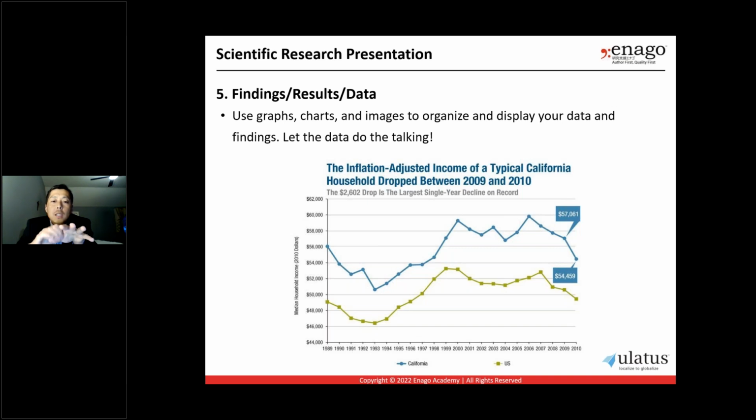But not only that, there's a subtitle that puts that result in context, right? So what does that mean? Well, that means that this drop actually has been the largest single-year decline on record. So in this graph, you already show the results. You already told the audience what they should be looking at and why that is important and what's the impact and significance of those results. So that's actually a very good strategy.